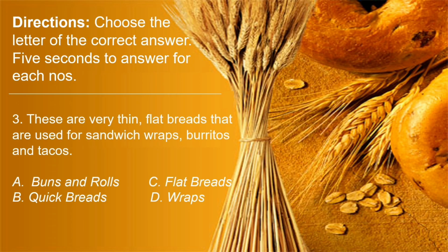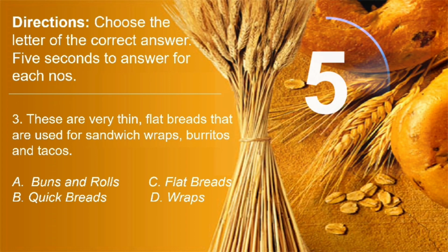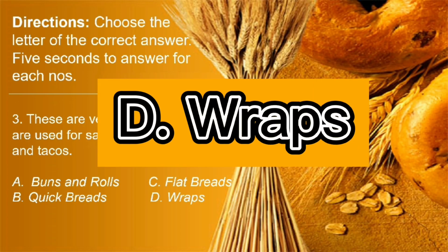Number 3. These are very thin flatbreads that are used for sandwich wraps, burritos, and tacos. A. Buns and rolls. B. Quick breads. C. Flatbreads. D. Wraps. Timer starts now. Yes, the correct answer is D. Wraps.